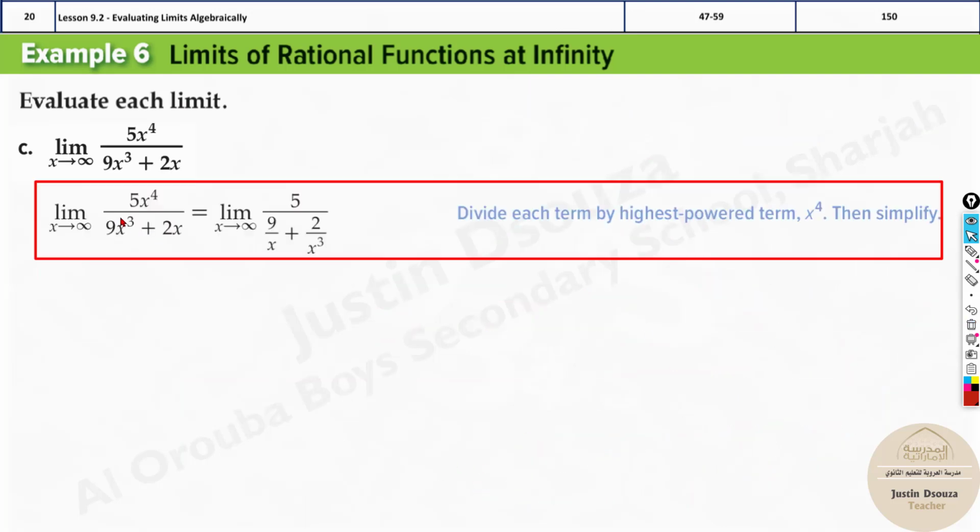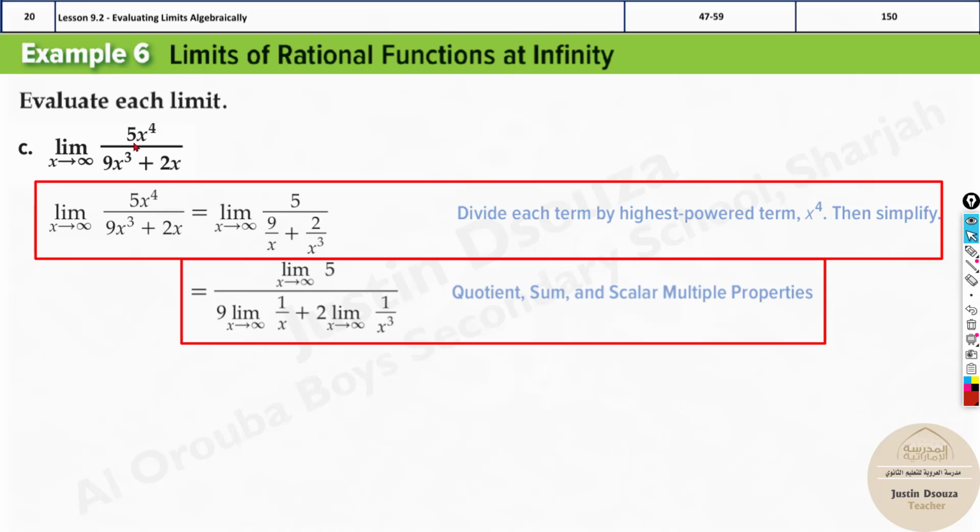Similarly, you can try the other problems. This is also the same thing. Divide by the highest degree. Remember, what is the highest degree here? It's power 4. So when you divide each term by x power 4, let me just show you. This is going to be 5x power 4 divided by x power 4, and over here we will have 9x cubed by x power 4 plus 2x by x power 4. And so what happens is it'll be 5 divided by 9 by x plus 2 by x cubed. So this is what happens, and then you apply the limit and you can solve it up.